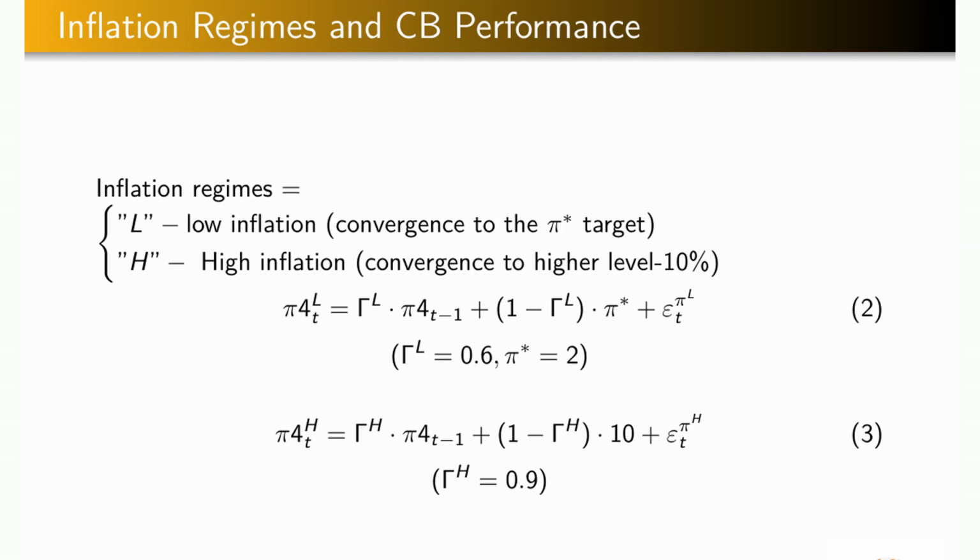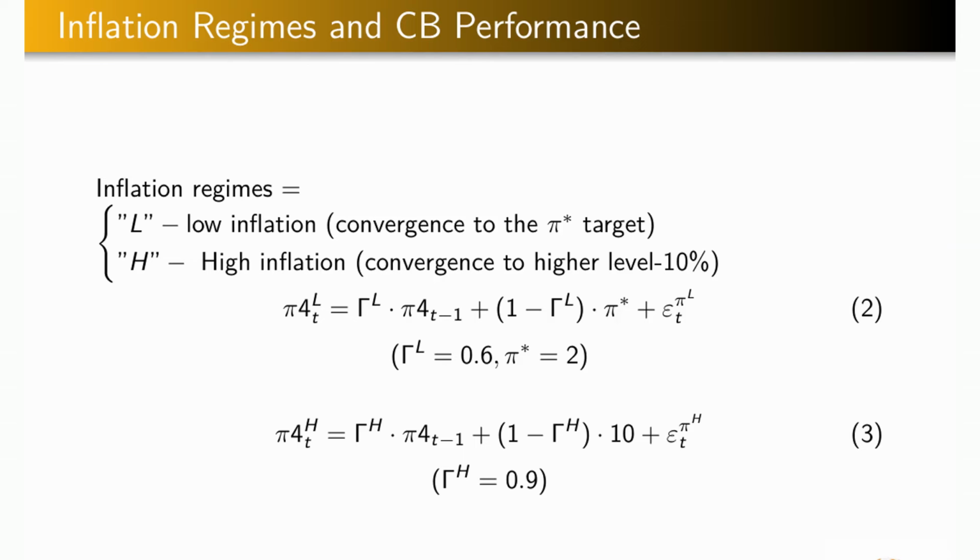Based on these two regimes, we have the following equations. The first equation represents inflation in the low regime, and the second represents inflation in the high regime. In the low regime, inflation is equal to a coefficient multiplied by the lag of inflation plus 1 minus the coefficient multiplied by the target. In the high inflation regime, instead of the target in the second part of the equation, we use the high value. This demonstrates whether current inflation is closer to the target or closer to the high value.